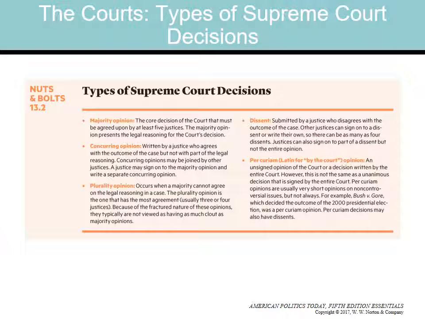And per curiam, which is Latin for "by the court," opinions are unsigned opinions of the court, or decisions written by the entire court. But this is not the same as a unanimous decision that is signed by the entire court. Per curiam opinions are usually very short opinions on non-controversial issues, but not always. For example, Bush versus Gore, which decided the outcome of the 2000 presidential election, was a per curiam opinion. Per curiam decisions may also have dissents.